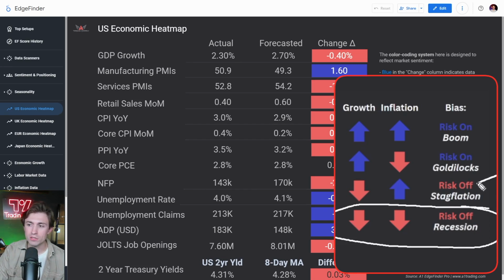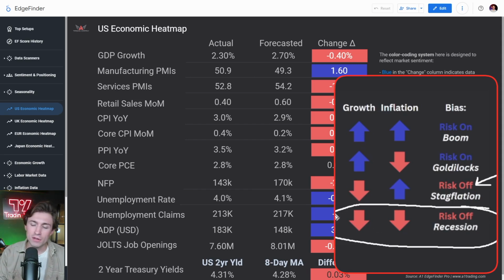And by the way, let me just finish off on stagflation. Gold typically does really well in this type of environment. Stocks do not do well, with layoffs and corporate earnings getting hurt by inflation and cooling growth. No fun at all. Now, finally, risk off completely here is recession.